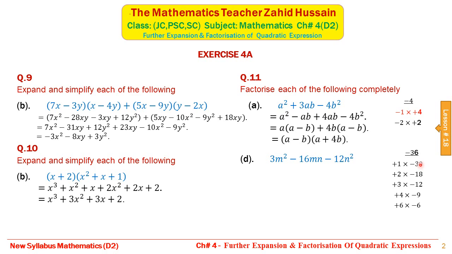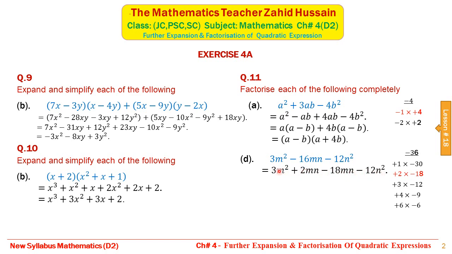Now we will look at these two pairs, and we will find two factors which when multiplied give you 36, and when added give you minus 16. So it is plus 2 and minus 18. So we will break the middle term, minus 16mn. We will break this term and we will get 3m square plus 2mn minus 18mn minus 12n square.